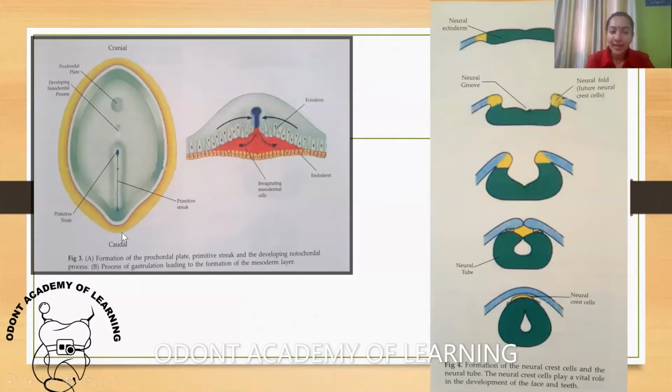Then what happens is these ectodermal cells proliferate from here, and they go in a straight line upwards. This is known as the primitive streak. When this primitive streak develops further, it leads to the formation of a primitive node. As you can see in the figure, this is the primitive streak and this is the formation of the primitive node. This is the developing notochordal process. This is the cranial side, meaning the head portion, and this is the caudal side, meaning the tail portion.